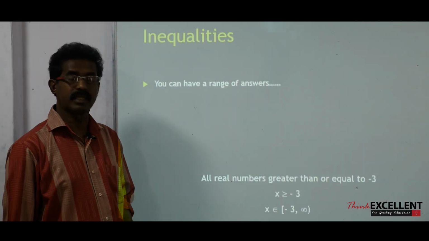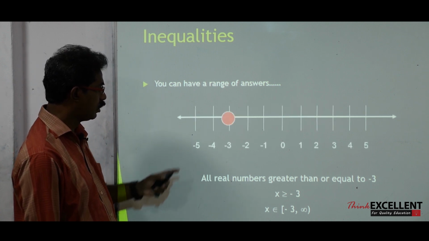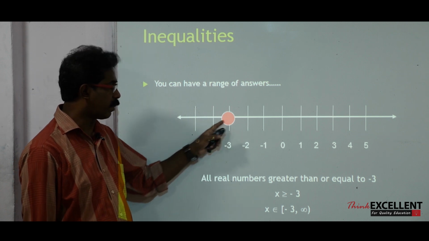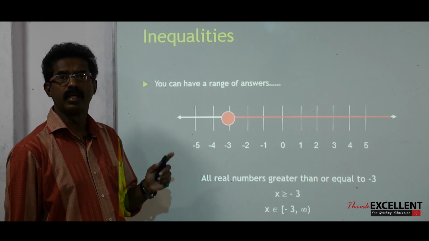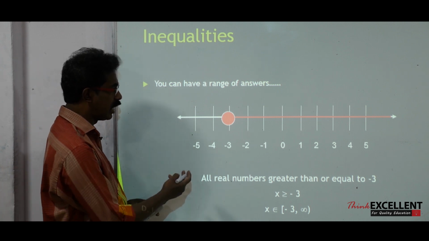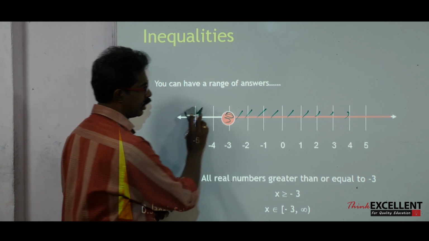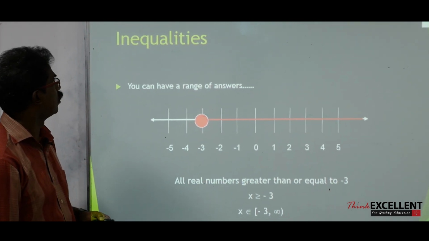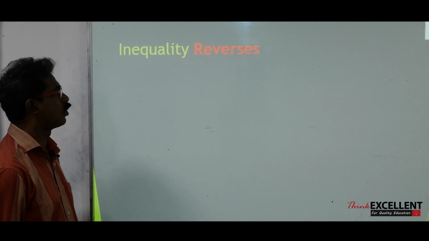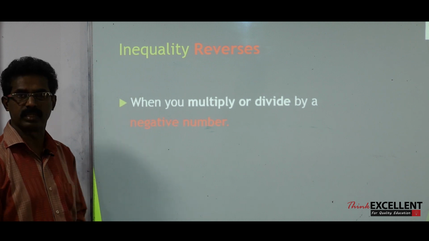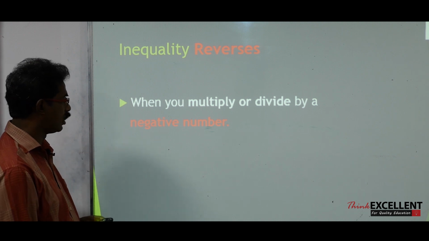Next you see x greater than or equal to minus 3. Minus 3 is here, greater than or equal to minus 3, so minus 3 is included, greater than, so its right side values. But when you draw on paper, you cannot shade like this, so you can shade in this way, and you can darken this point. So that's all about the inequalities. One important thing: inequality reverses only in two cases, when you multiply or divide by a negative number, the inequality reverses.